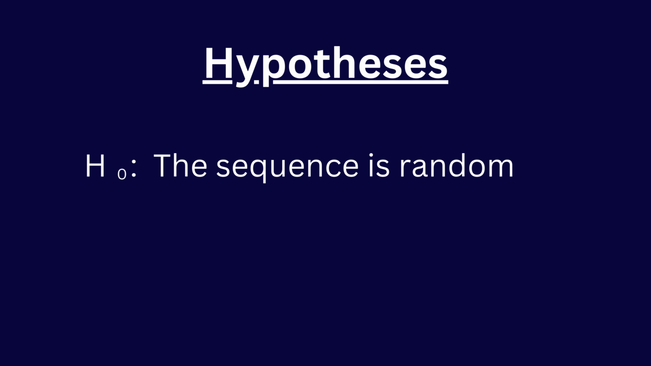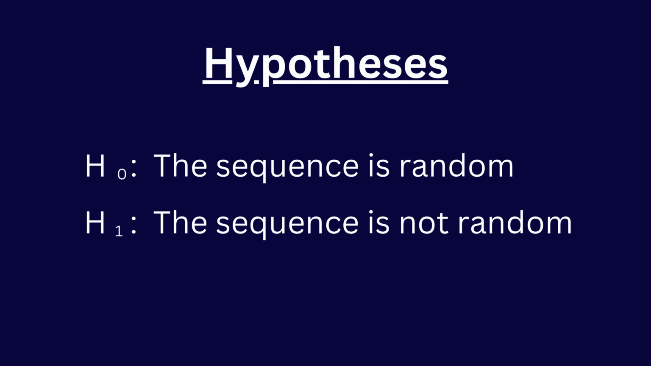Like any statistical test, the runs test begins with hypotheses. Here's how they look. Null hypothesis: the sequence is random. Alternative hypothesis: the sequence is not random.